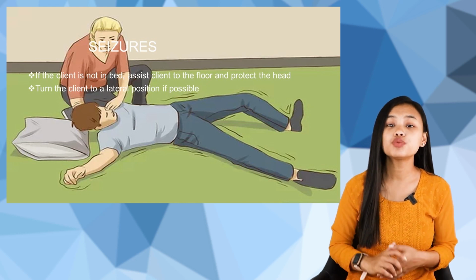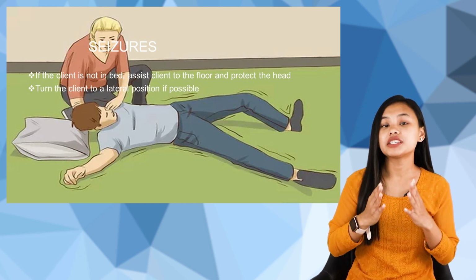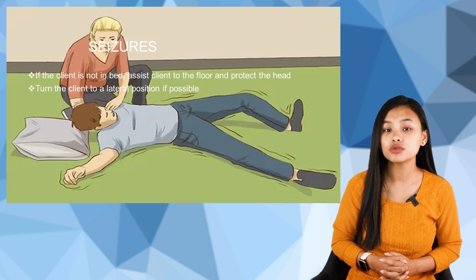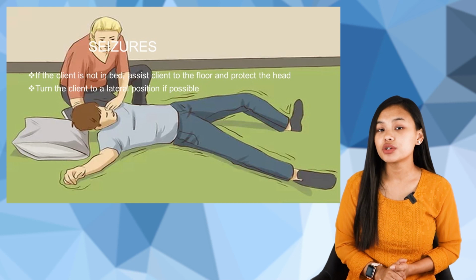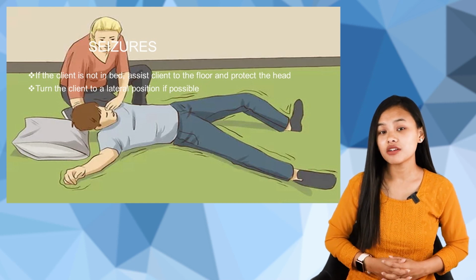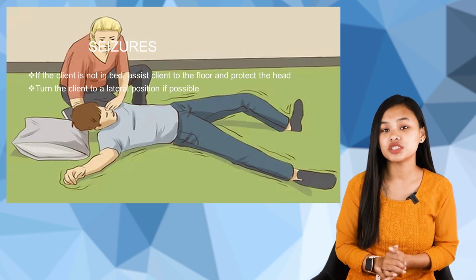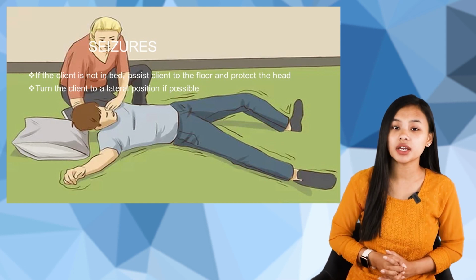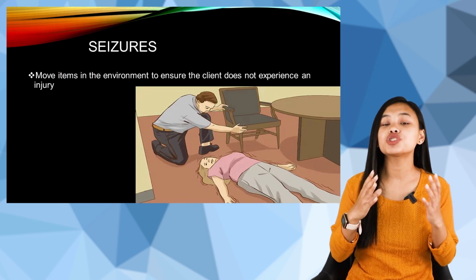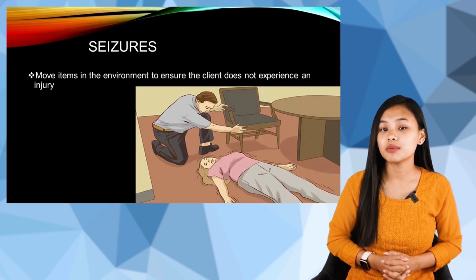And why do we do this? We do this because by turning them in a lateral position, that is, by turning them to the side, it allows the secretion to drain out from the mouth. And in this way, it also decreases the risk for aspiration and also prevents the tongue from occluding the airway. That is why here, if you encounter a client with seizures, then it is best if you can turn them to a lateral position. You should also move the items which may be present near the client in order to prevent them from injuring themselves.